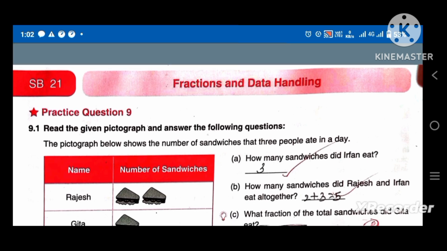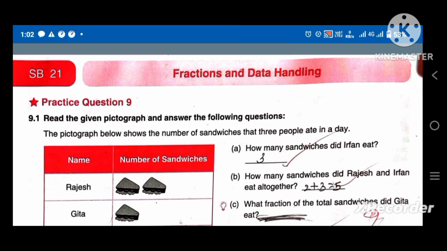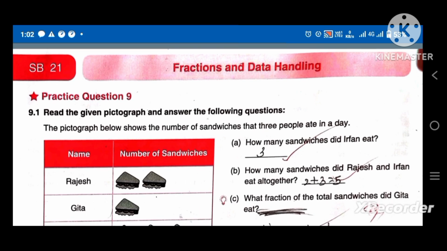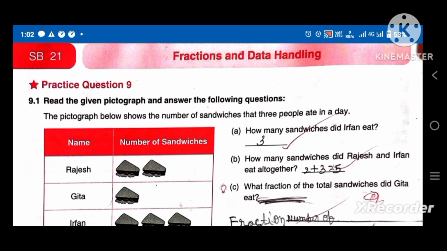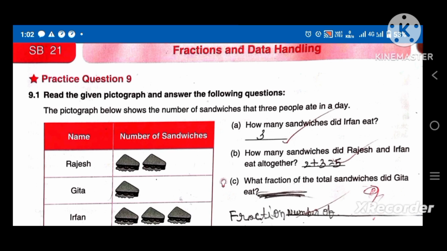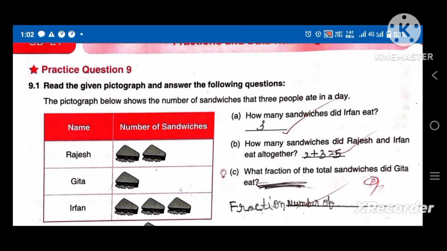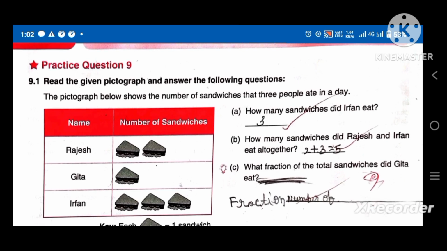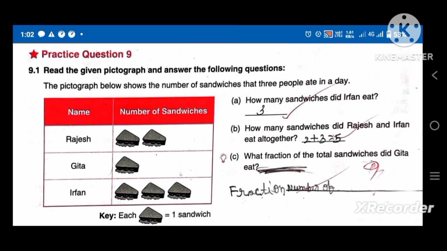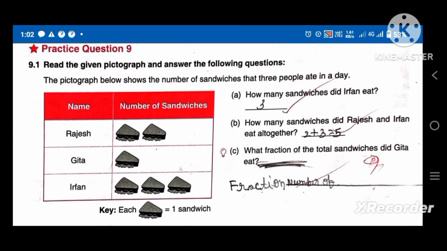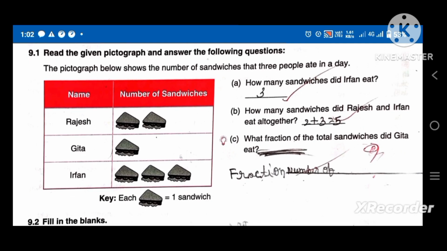Fractions and data handling. SB 21. Practice question 9. 9.1. Read the given pictograph and answer the following questions. The pictograph below shows the number of sandwiches that 3 people ate in a day. Name: Rajesh, Geeta, Irfan. Number of sandwiches: Rajesh ate 2 pieces of sandwiches. Geeta 1 piece. Irfan 3 pieces.